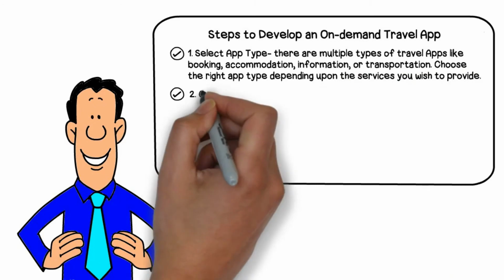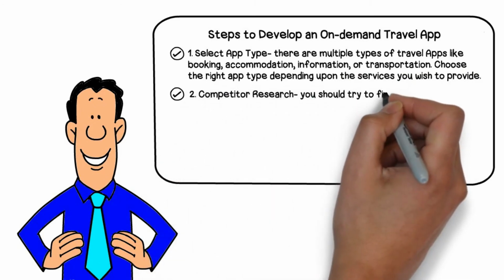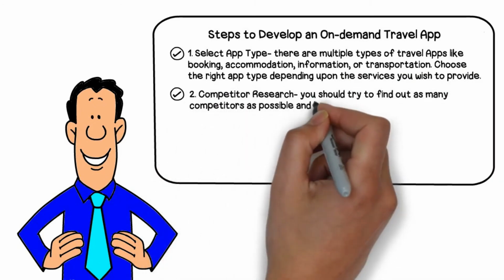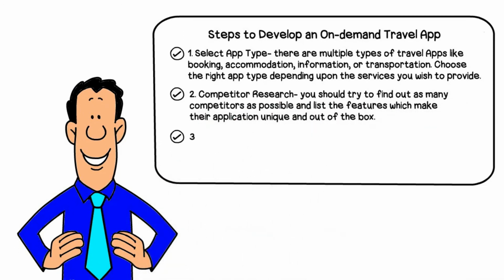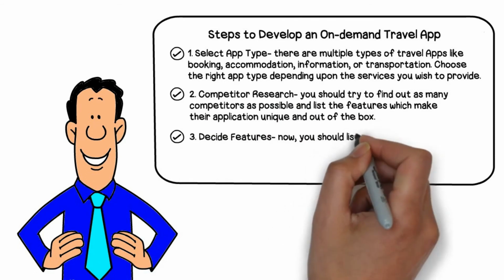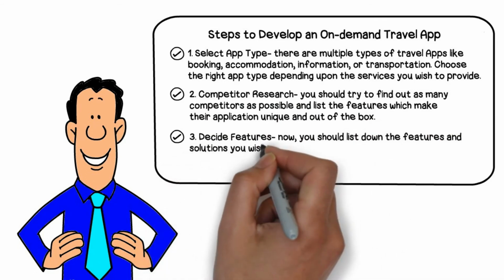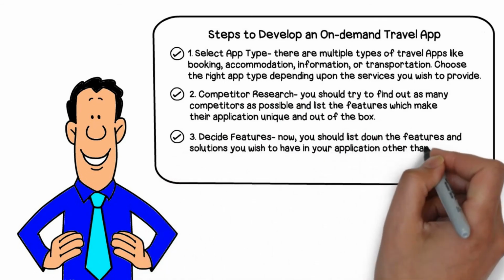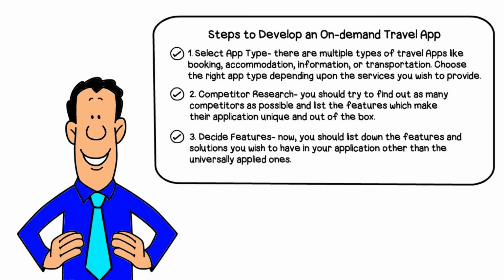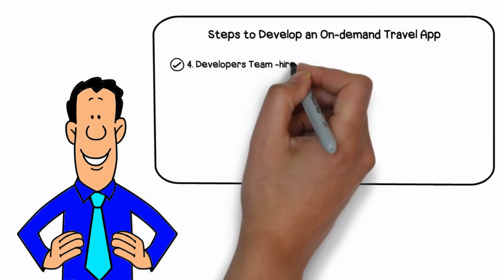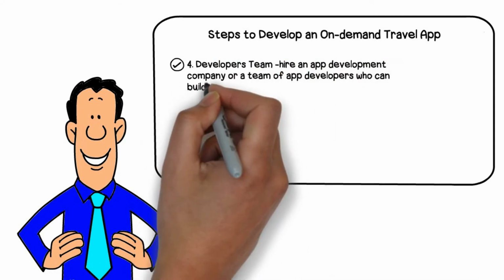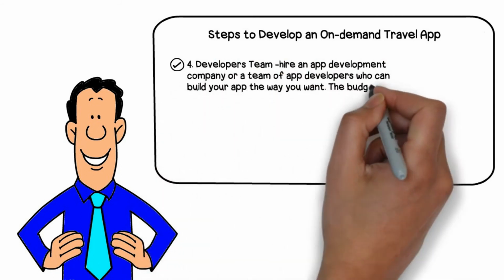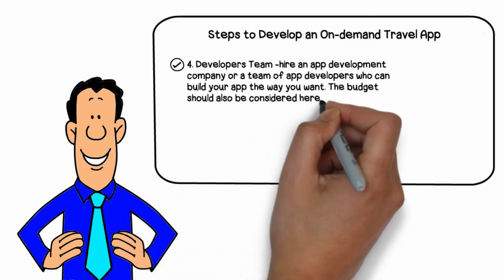Step 2. Competitor research. You should try to find out as many competitors as possible and list the features which make their application unique and out of the box. Step 3. Decide features. Now, you should list down the features and solutions you wish to have in your application other than the universally applied ones. Step 4. Developers team. Hire an app development company or a team of app developers who can build your app the way you want. The budget should also be considered here.